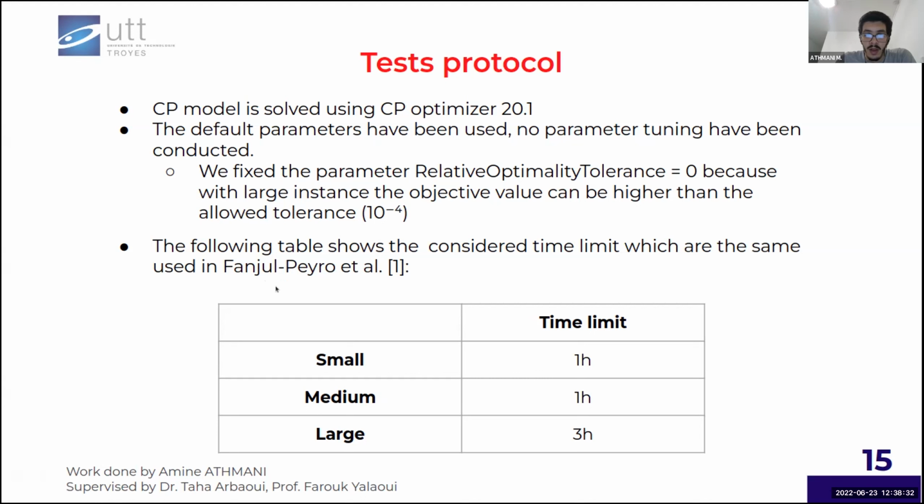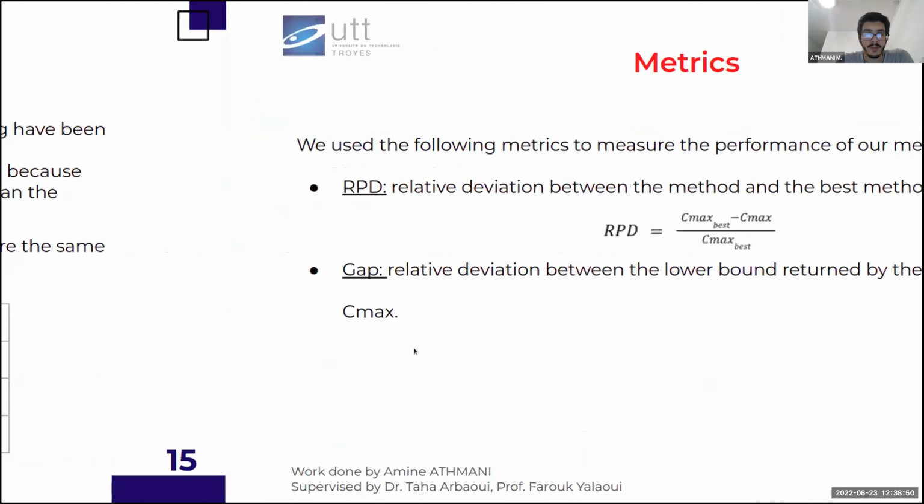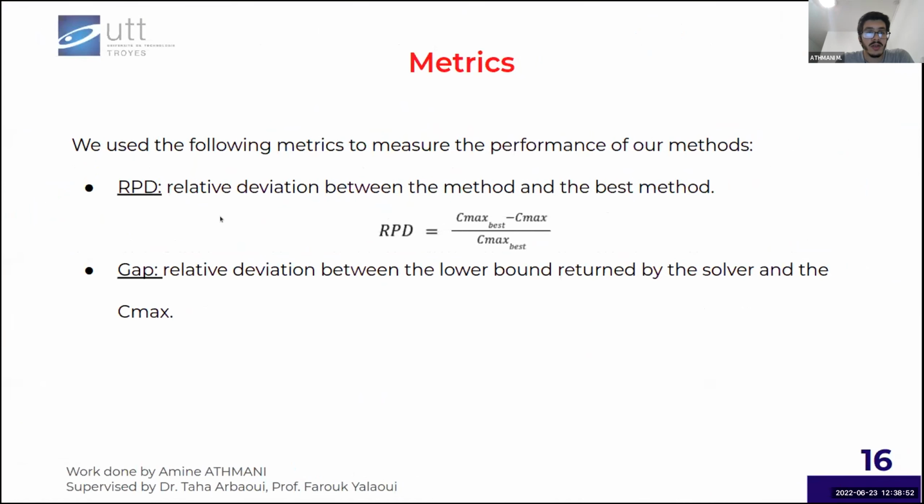For this part, we took the small, medium, and large instances. We took the same protocol as Fanjul and Peru for the other problem: 1 hour for both the small and medium instances, and 3 hours for the large ones. The metrics that we considered are the RPD and the gap. The gap is the deviation between the lower bound returned by the solver and the objective value.